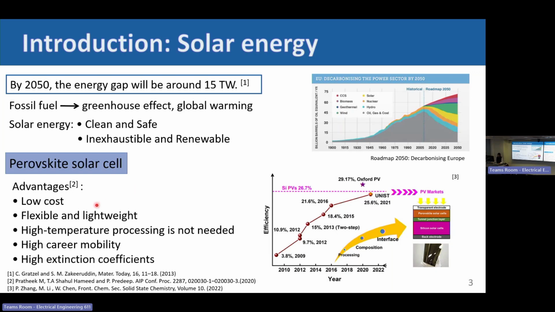The advantages of perovskite solar cells are that they have low cost, are flexible and lightweight, and high temperature processing is not needed during fabrication. They also have high current ability and a high extinction coefficient. We can see from this graph that the highest efficiency achieved by the perovskite solar cell is higher than silicon PV in the PV markets.